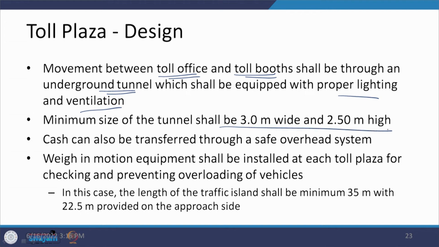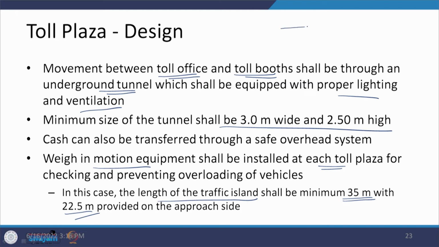The weigh in motion equipment, if it is installed on the toll lane itself, then what is going to change? The change is in terms of the length of the traffic island, which becomes 35 meters long instead of 25 meters, and out of these 35 meters, 22.5 meters are provided towards the approach side.